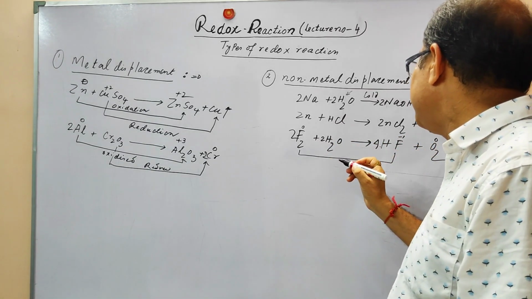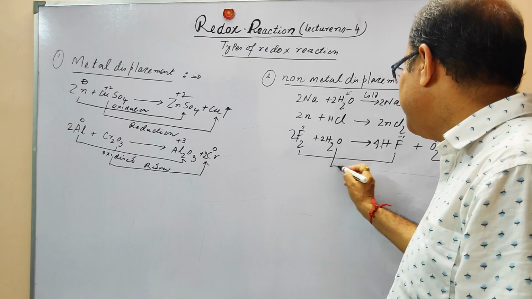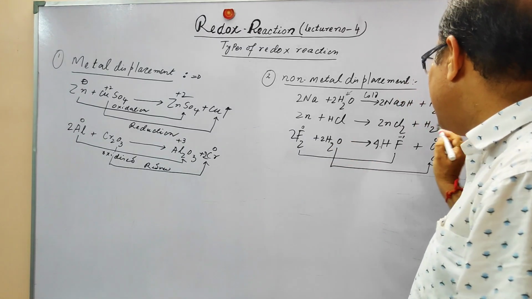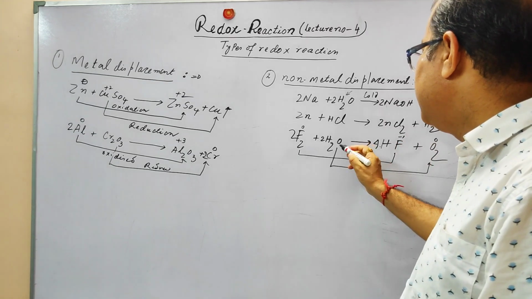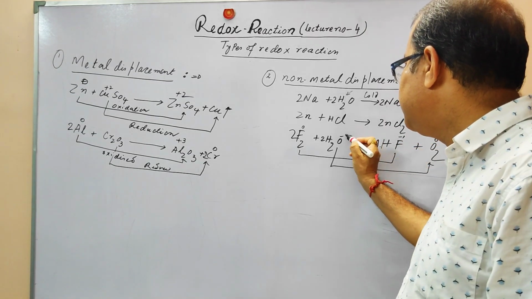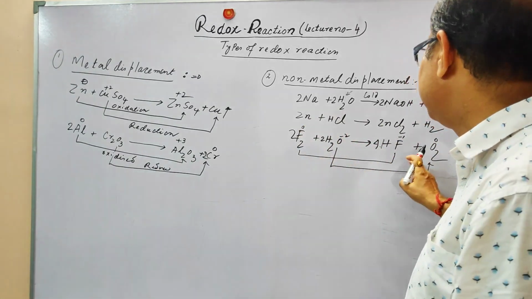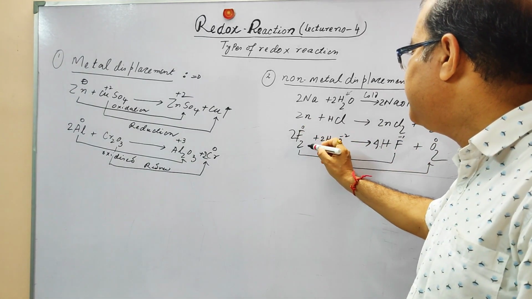So what is going to happen? This is the oxidation process. When H2O is converted into oxygen, the oxygen is oxidized from -2 to the element oxygen. This is the oxidation process, and this is the reduction process. The oxidizing agent is fluorine.